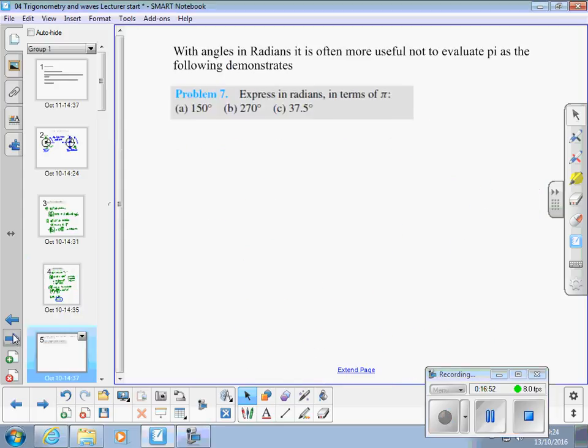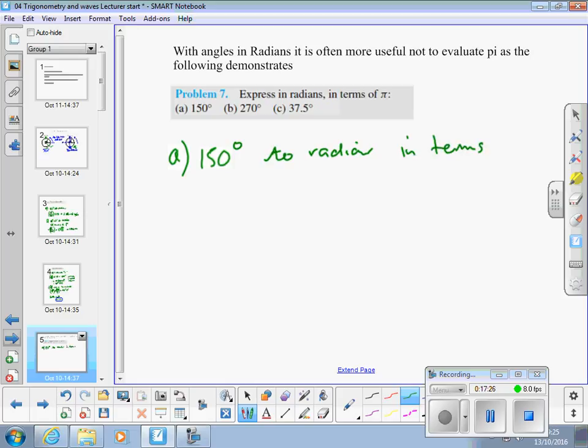Right, moving on just a little further. With angles in radians, it's often more useful not to evaluate pi, as the following demonstrates. Okay, express in radians in terms of pi. So we're going to do A, 150 degrees to radians, in terms of pi.